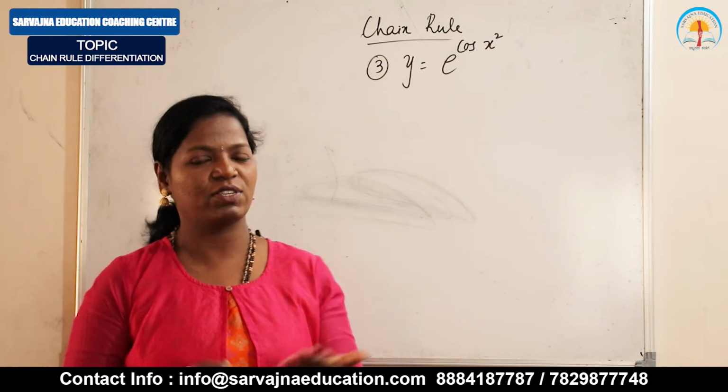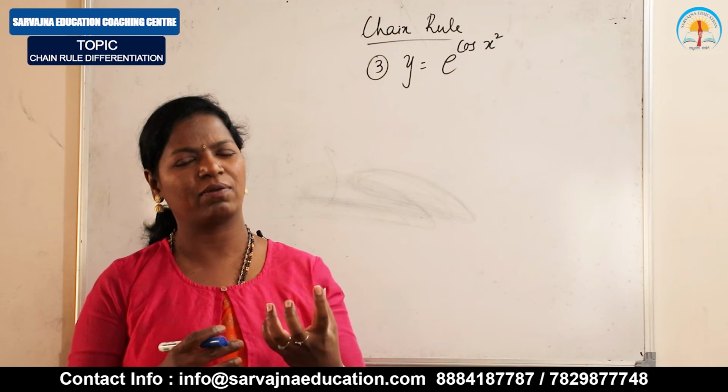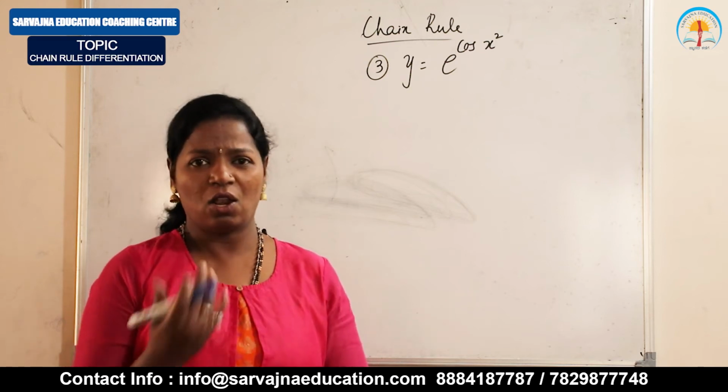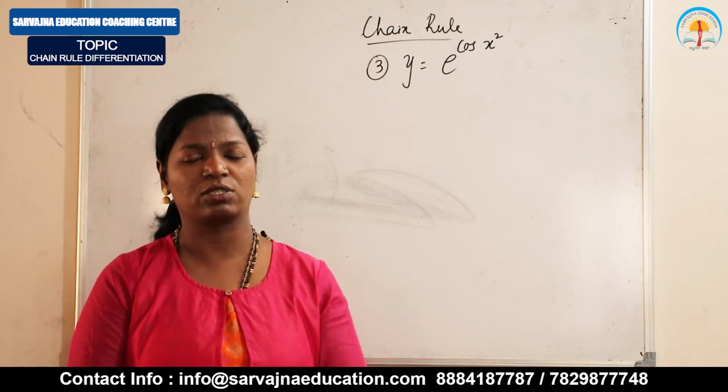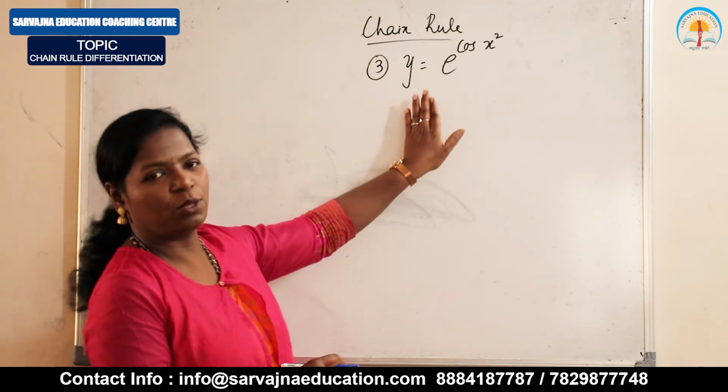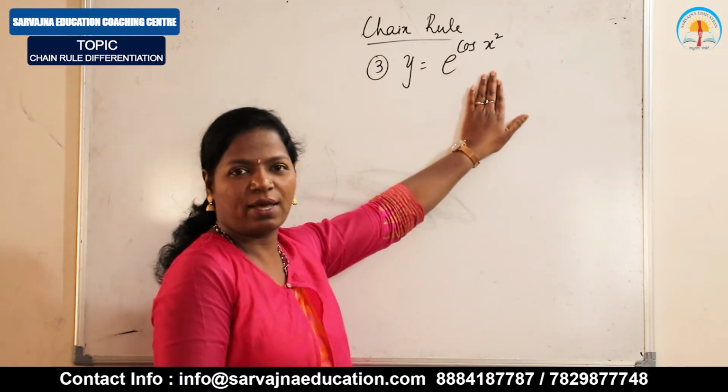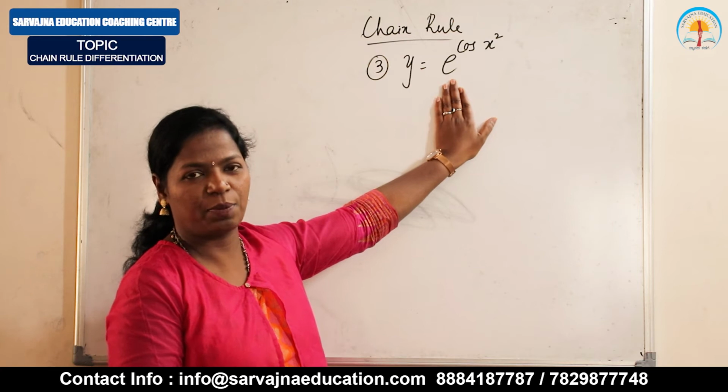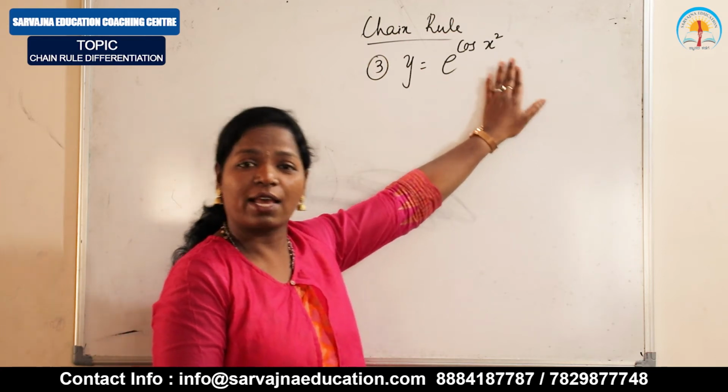Okay, so previously we saw only two functions, like e power x is there, and also in the place of x, log x is there. That's all, only the two functions. But here, e to the power of cos x square. See here, there is an e power x form, cos x square.